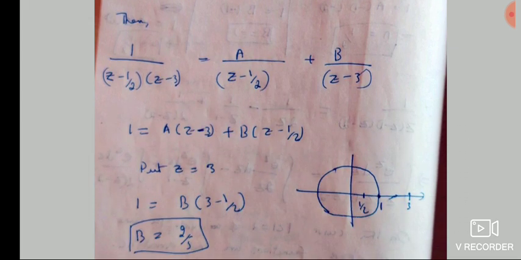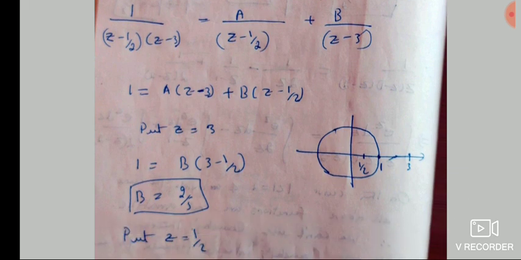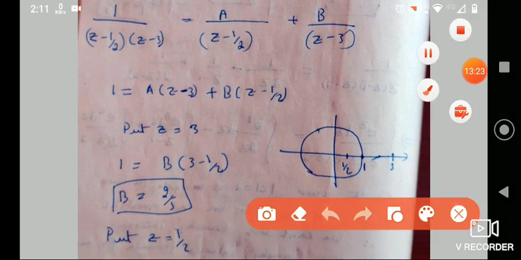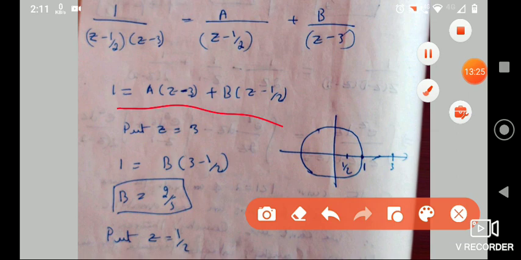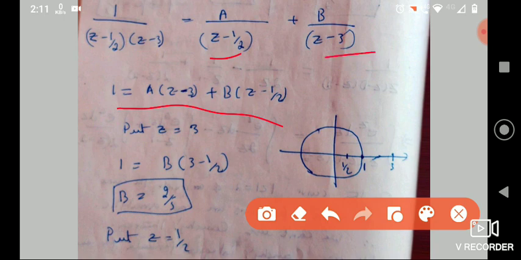partial fraction. So for that we'll take 1 by (z minus half) into (z minus 3) is equal to a divided by (z minus half) plus b by (z minus 3). Multiply the whole equation by (z minus half) into (z minus 3). You will get 1 is equal to a into (z minus 3) plus b into (z minus half). In the first term z minus half cancels, in the second term z minus 3 cancels.